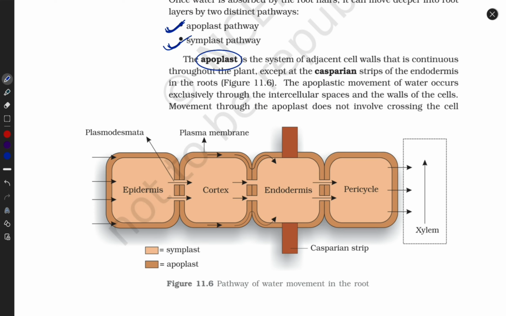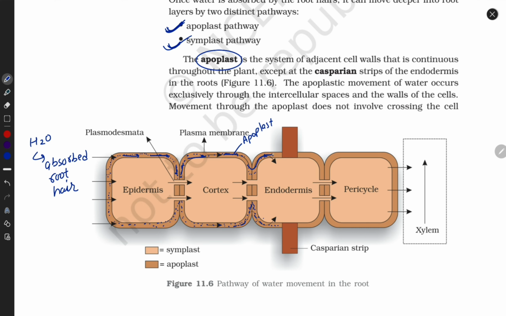We all know that water is absorbed by the root, and the root has root hairs, so water is absorbed by root hairs. Now if water travels in the intercellular space, we call it the apoplastic pathway. Look here, this is the gap, the space between two cells. If water flow occurs here, then we can call it the apoplastic pathway.